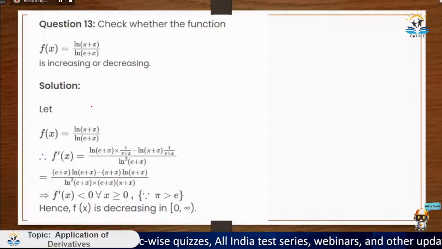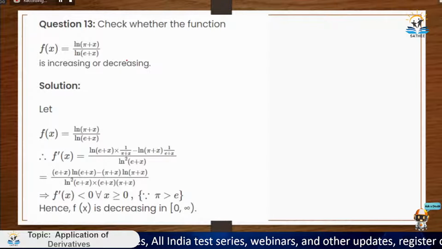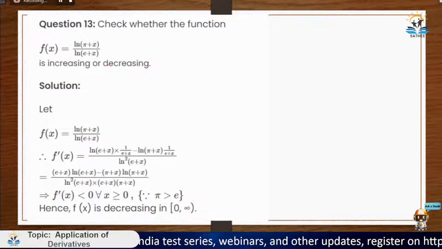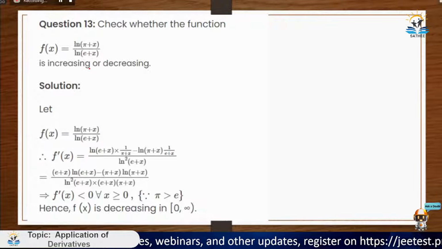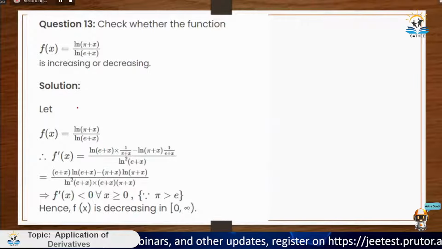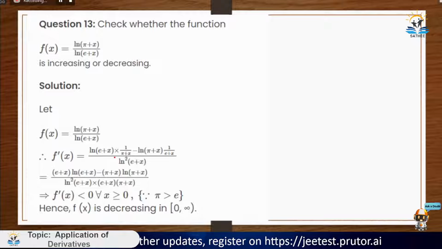In this question, f(x) is given to me as ln of pi plus x upon ln of e plus x, and they're asking if it is increasing or decreasing. So this type of questions we have done earlier also. For calculating increasing or decreasing, you need to calculate f dash x. So calculate f dash x, denominator square is simple apply. You will simply apply quotient rule.